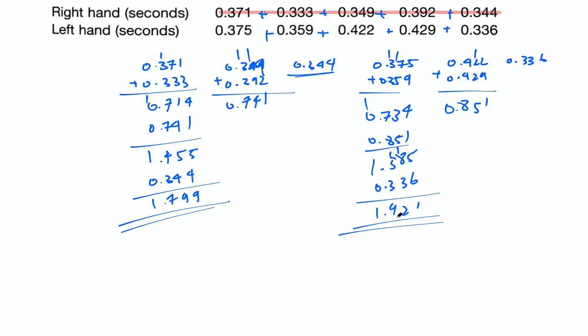Right, so the one with the faster hand will be the one with the shorter reaction time. So that means the right hand is much faster.